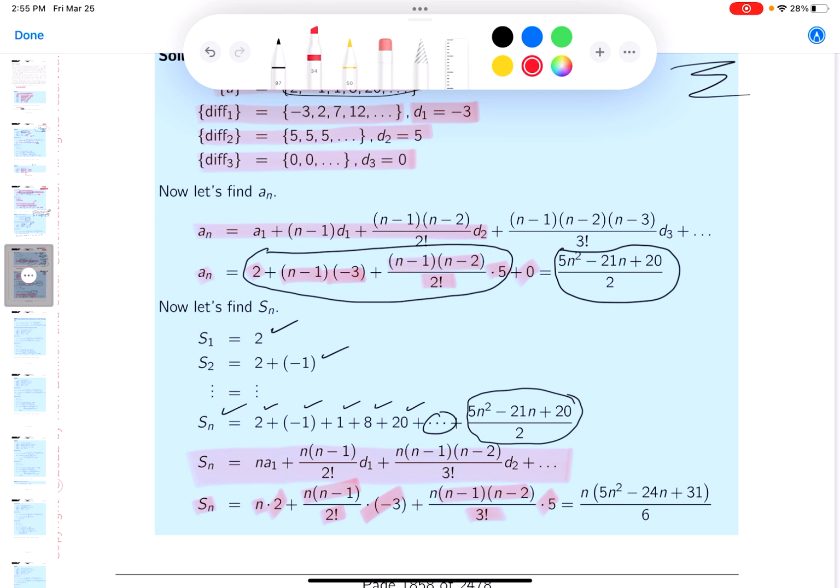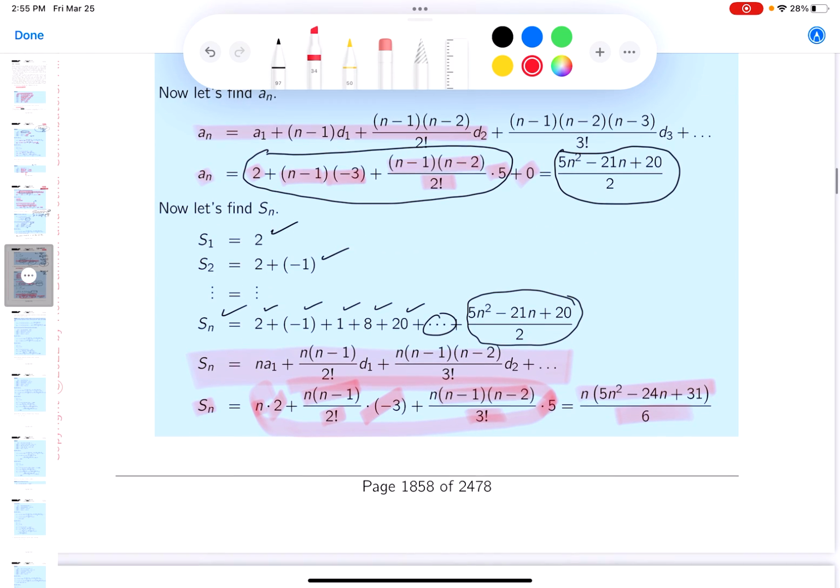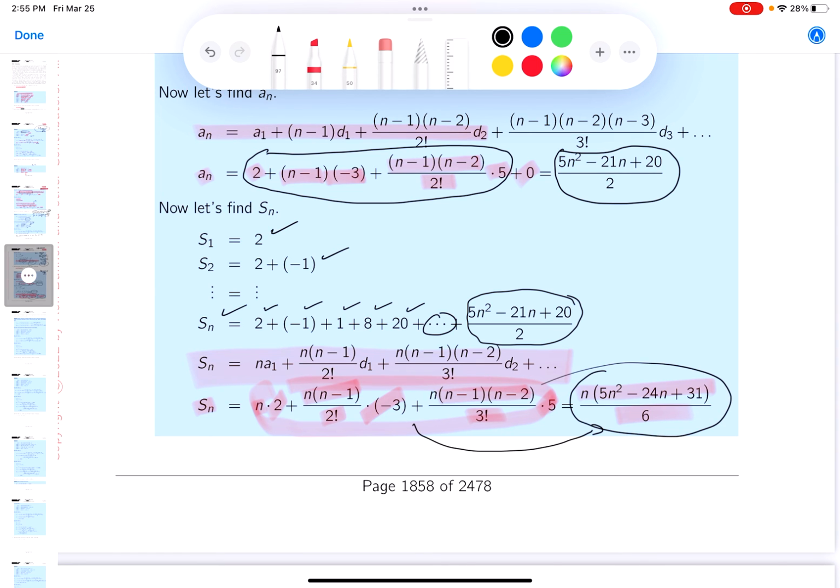And again, my hope is that you can simplify this. And if you simplify it, we're hoping you get this over here. So that's what I'm saying about working. You work towards that goal. All right? That's what I got.